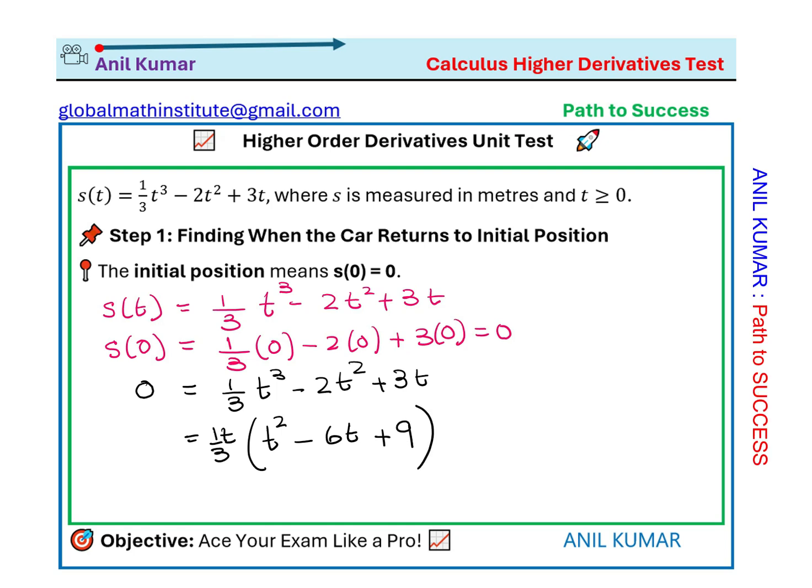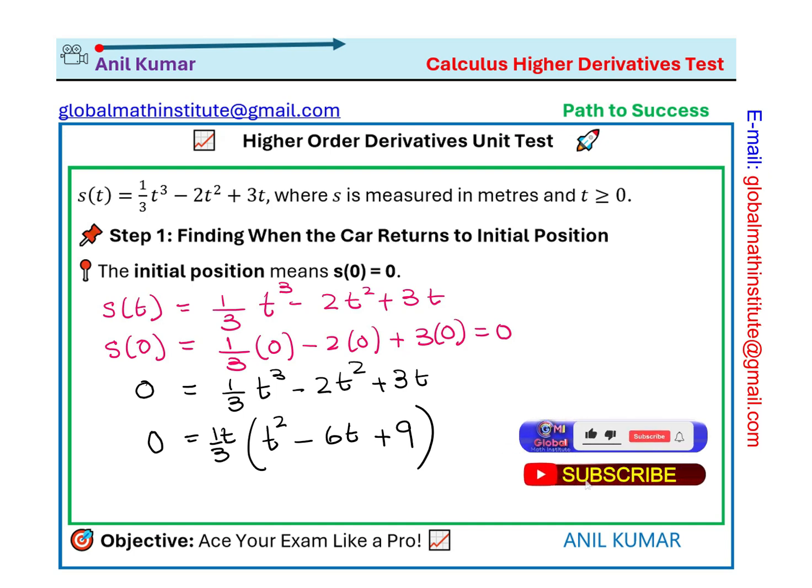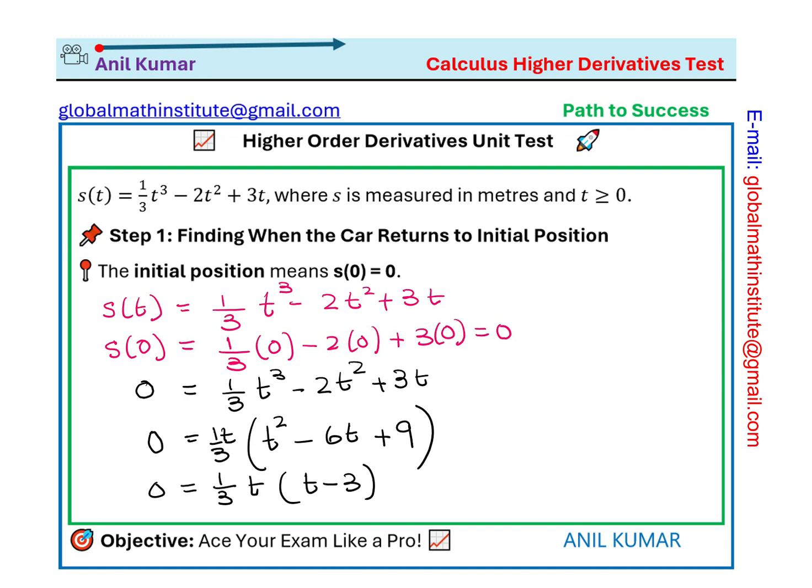We have taken t common, so one third of t is a common factor. And clearly, for this equation to be 0, using the zero principle of multiplication, it is 0 when t is 0, or when the other factor is 0. Now, this factor is a perfect square, you can see, right? 3 squared is 9, and 3 times 2 is 6. So I could factor and rewrite this as one third of t times (t minus 3) whole squared.